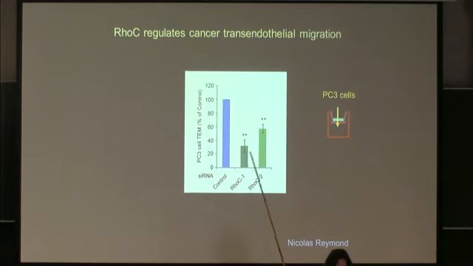And in an assay where we're looking at the whole process of crossing the endothelial cells and also going through a filter, similar to what I described with the T cells, if we reduce the levels of Rho C, again shown in green, then we reduce the levels of crossing the endothelial cells.